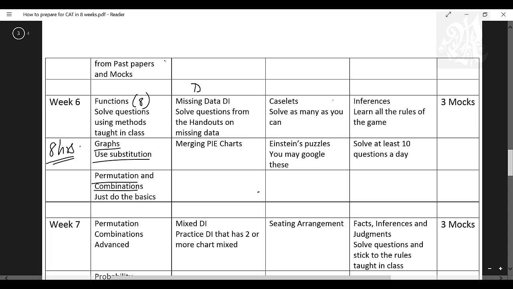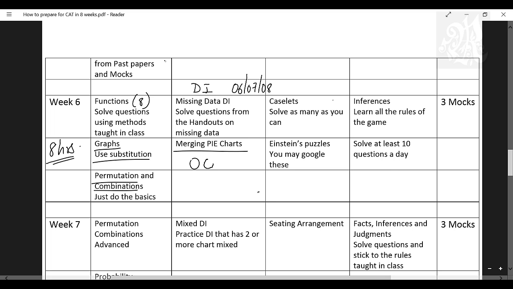When it comes to DI, you must go for missing data DI kind of questions. There are a lot of missing data questions in CAT 06, CAT 7 and CAT 8. Now since you have a calculator integrated in the CAT interface, a lot of DI questions will be concept based or missing data questions, because of one simple reason: you have the calculator. So what's the point of asking calculation questions? Also look at how you merge pie charts.